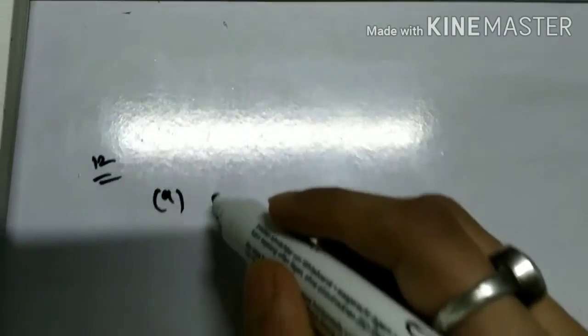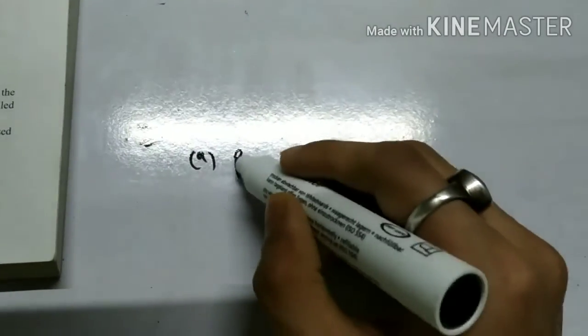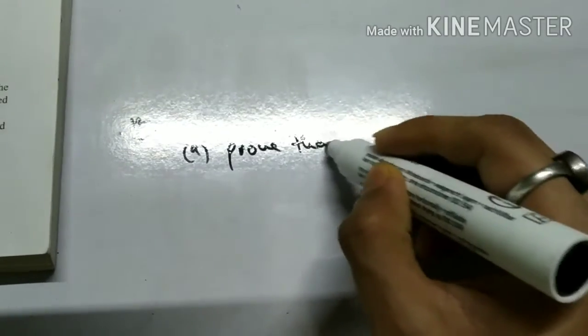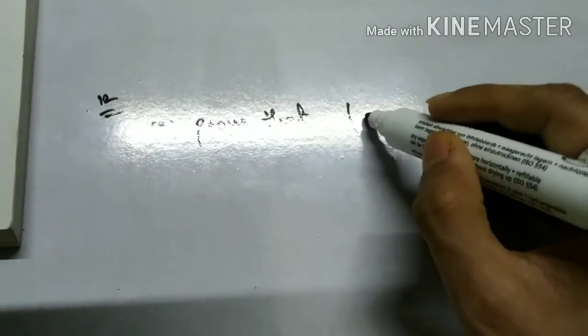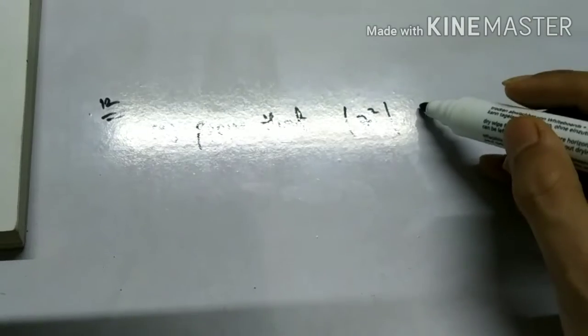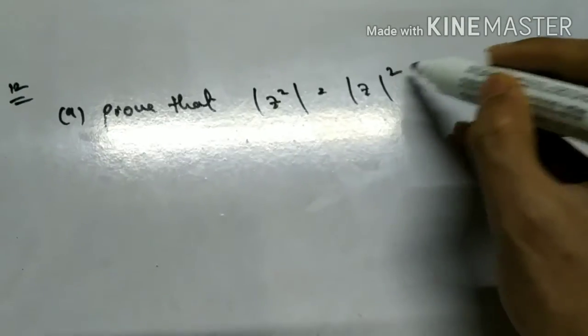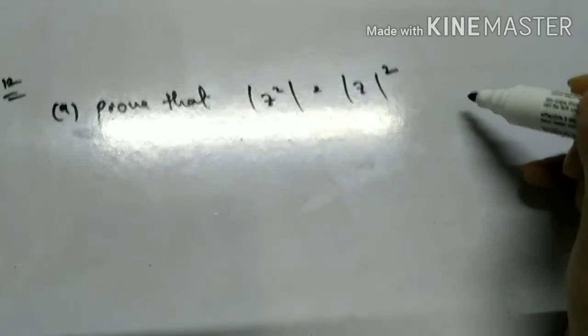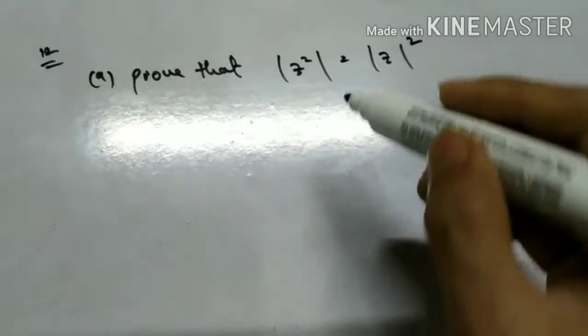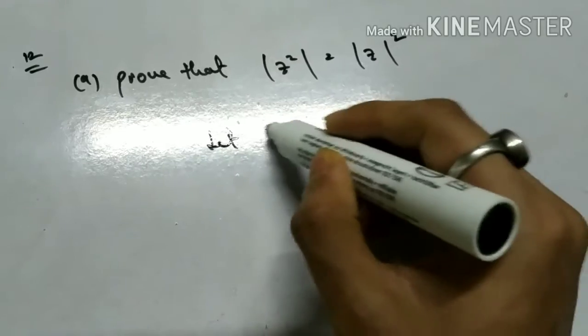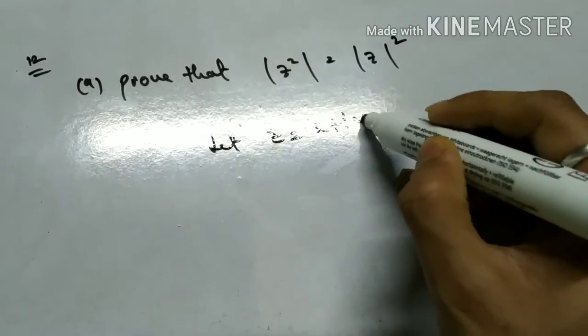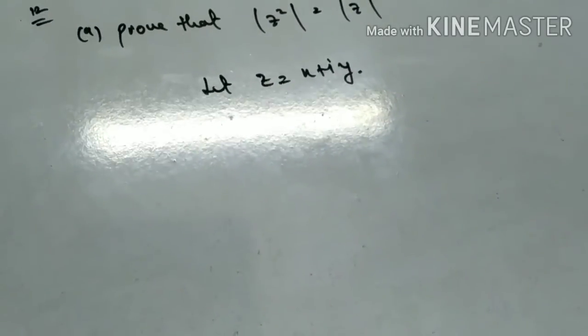So now it is question number 12. It is saying that prove that modulus z square is equal to modulus z the whole square. Okay, so now I will take let z is equal to x plus iy.